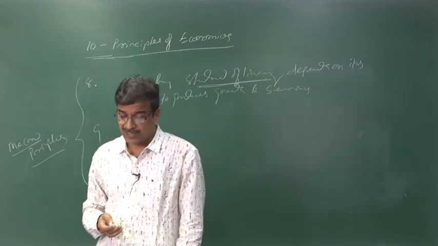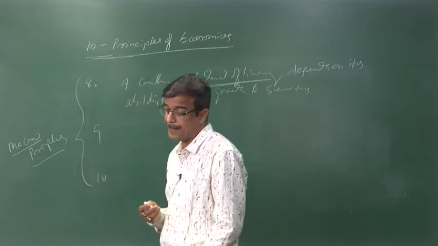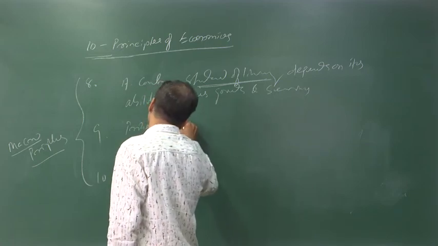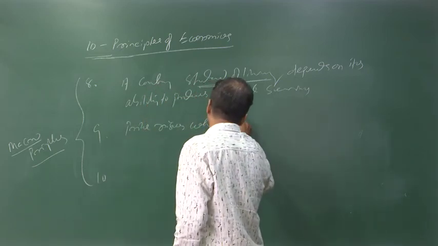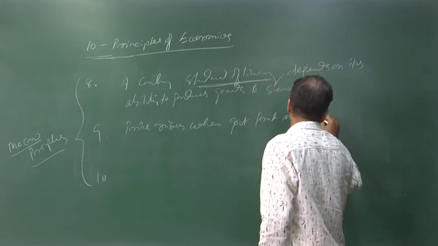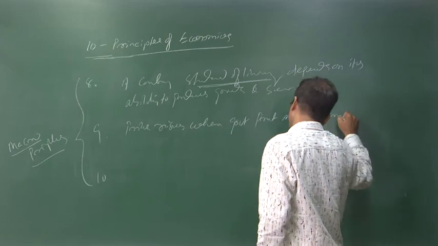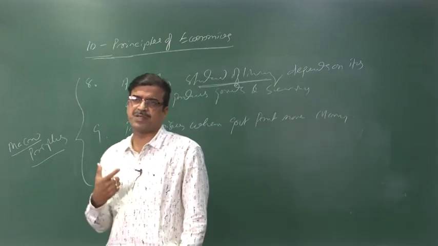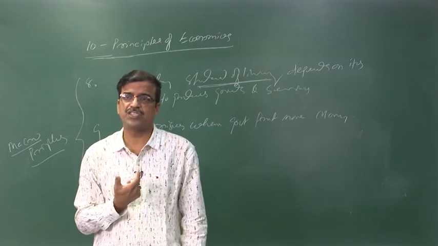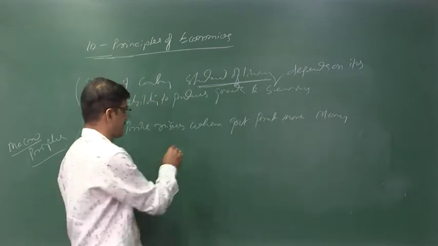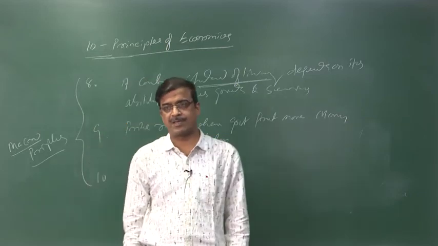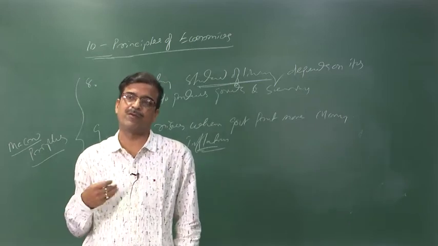The ninth principle tells us that prices rise when the government prints too much currency. Prices rise when the government prints more currency or money. As you know, the principle suggested by Keynes says too much money chases too few goods. That is the concept of inflation. Inflation in the economy will take place if we manufacture more and more currency.